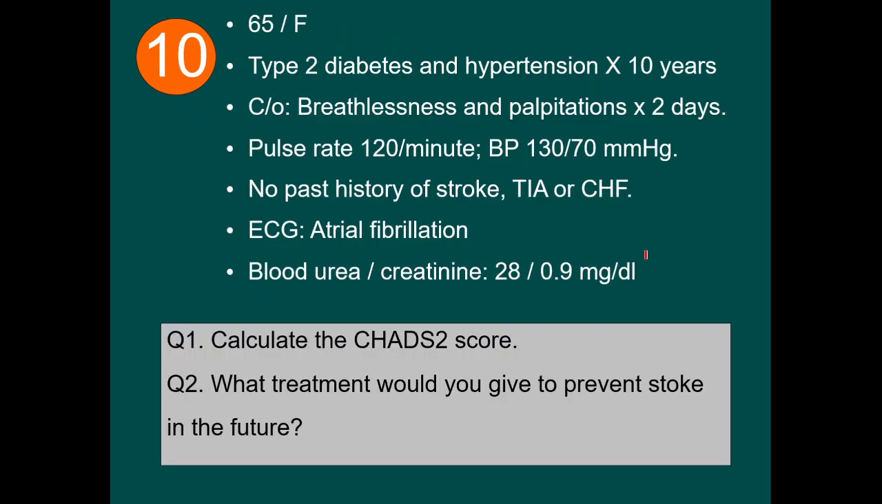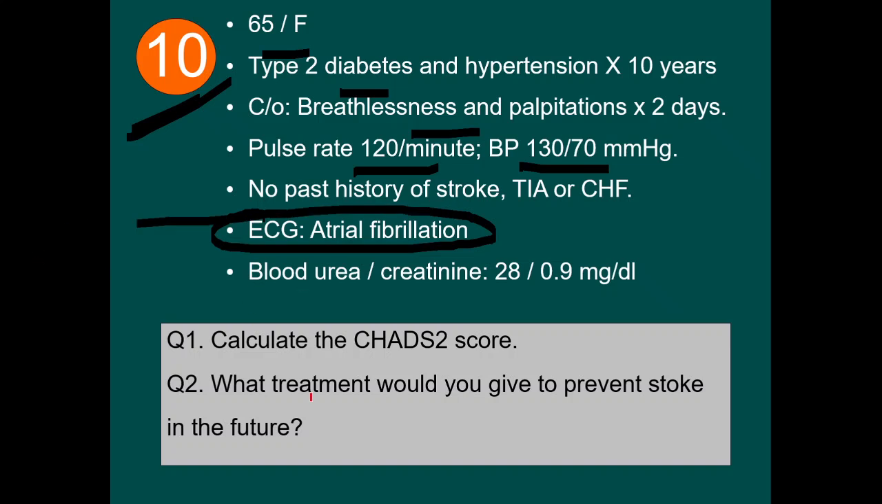The last spotter. Again, one or two mathematical calculation parts will always come. Like Wells 65, sodium, osmolarity, those kinds. So in this, we have a 65-year-old female, type 2 diabetes, hypertension, shortness of breath, palpitation, tachycardia, normal BP, ECG showing atrial fibrillation. So what they are asking you to calculate is the CHA2DS2-VASc score. At least in this slide, they are asking the CHADS2 score. What treatment would you give to prevent the stroke in the future?